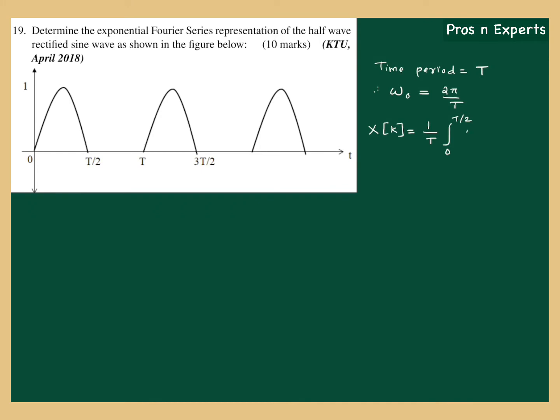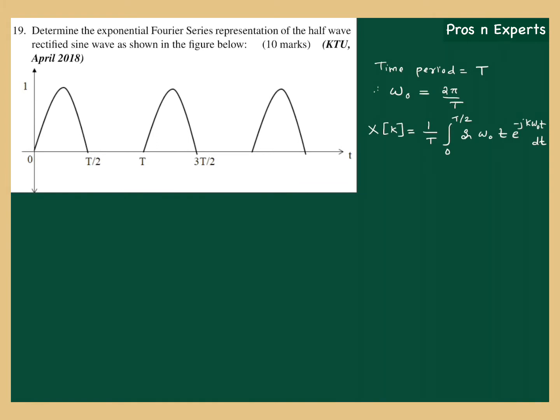omega 0 t. But what is omega 0? It is 2 pi by T. But I can substitute the value 2 pi by T later. For the time being, for the convenience of calculation, I can write sine omega 0 t dt. So this is x of t into e raised to minus jk omega 0 t dt. This is the expression for the Fourier series coefficients.